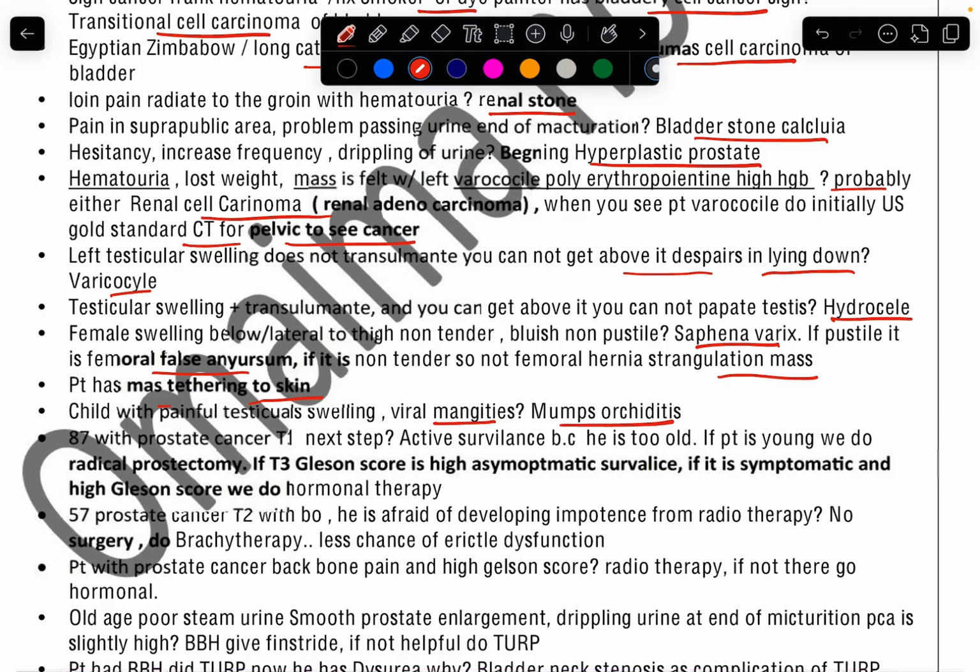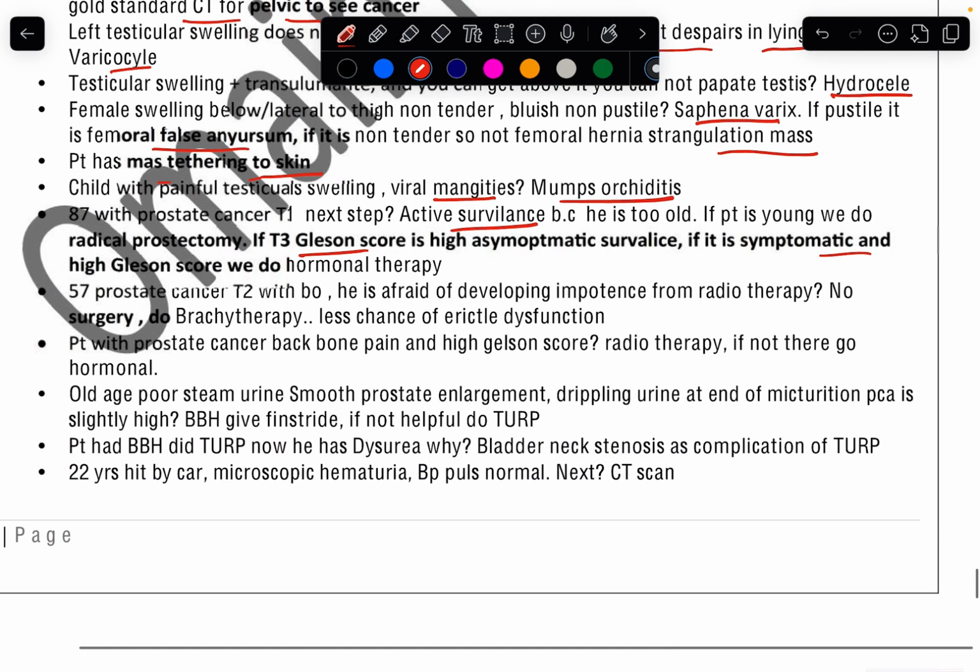87-year-old prostate cancer surveillance, active surveillance. If patient can do radical prostatectomy; if symptomatic, high Gleason score, do hormonal therapy. 57-year-old cancer prostate afraid of developing impotence, do radiotherapy, not brachytherapy. Patient with prostate cancer, back pain, Gleason score high, no surgery, go hormonal therapy. Old age, poor stream, smooth prostate, dribbling urine at end of micturition, not PCA, give finasteride. Not helpful. Patient BPH, TURP now. Bladder neck stenosis is a complication of TURP.